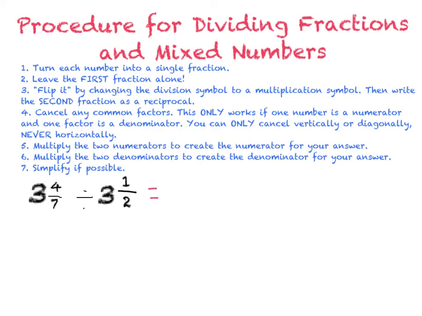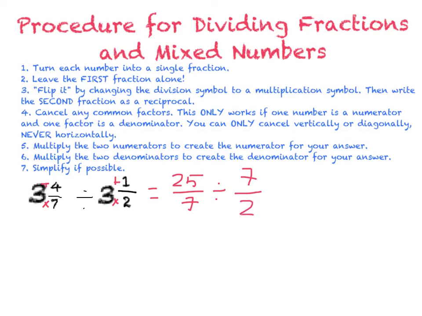I'm going to start out by changing 3 4/7 into an improper fraction, doing 3 times 7, which is 21, plus 4, which is 25 sevenths. Then I'm going to do divided by, well, I'm going to write 3 1/2 as an improper fraction, so that'll be 3 times 2, which is 6, plus 1, which is 7, over 2.